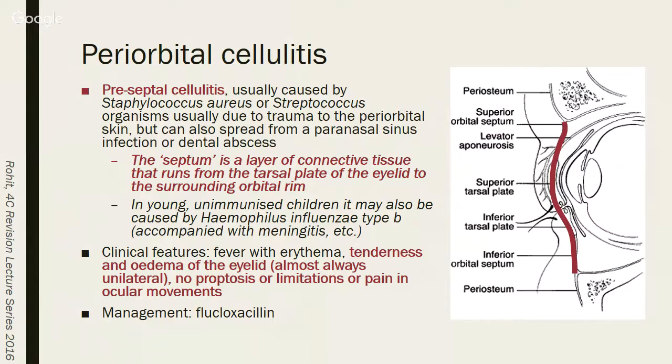So preseptal cellulitis is just swelling of the eye, just like cellulitis in any other part of the body: redness, swelling, etc. But there's no problem with the eye itself. The eye can move, and the eye won't move with any pain. It might be difficult to see the eye because of all the swelling, but the eye itself is fine. Visual acuity itself is fine, and that's important to remember. You just treat these patients with fluclox, and it's usually staph.